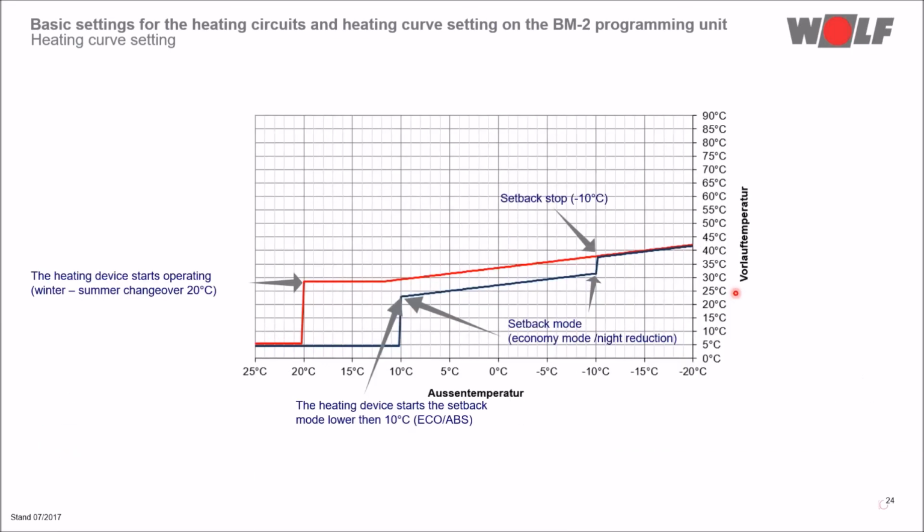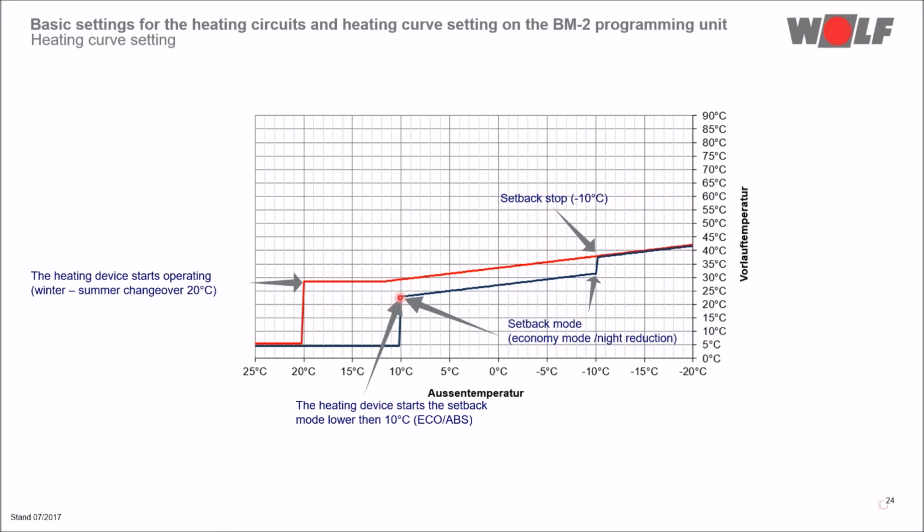Here you can see a heating curve in red and the corresponding setback mode in blue. The winter-summer changeover is defined at 20 degrees in this example. Outside the scheduled time programs, the heating appliance in this example switches to setback mode at temperatures below 10 degrees. Above 10 degrees, the appliance switches to standby mode. This means that ECO ABS is programmed at 10 degrees.